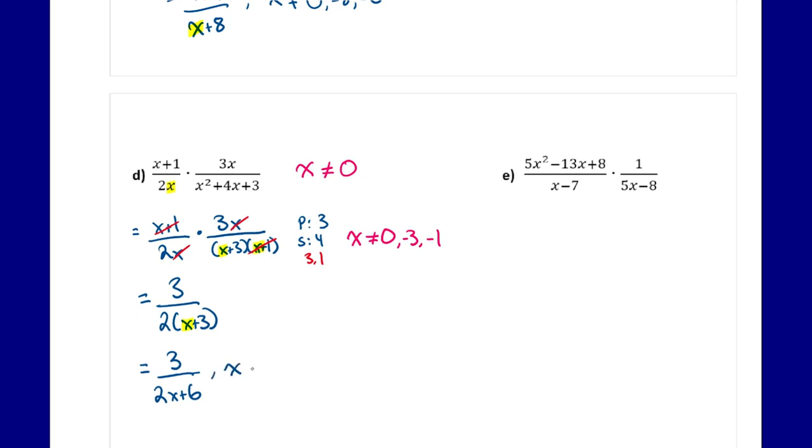So I have my simplified expression. I can restate now all of the restrictions. So my simplified expression is 3 divided by 2x plus 6, and x cannot equal 0, -3, or -1.